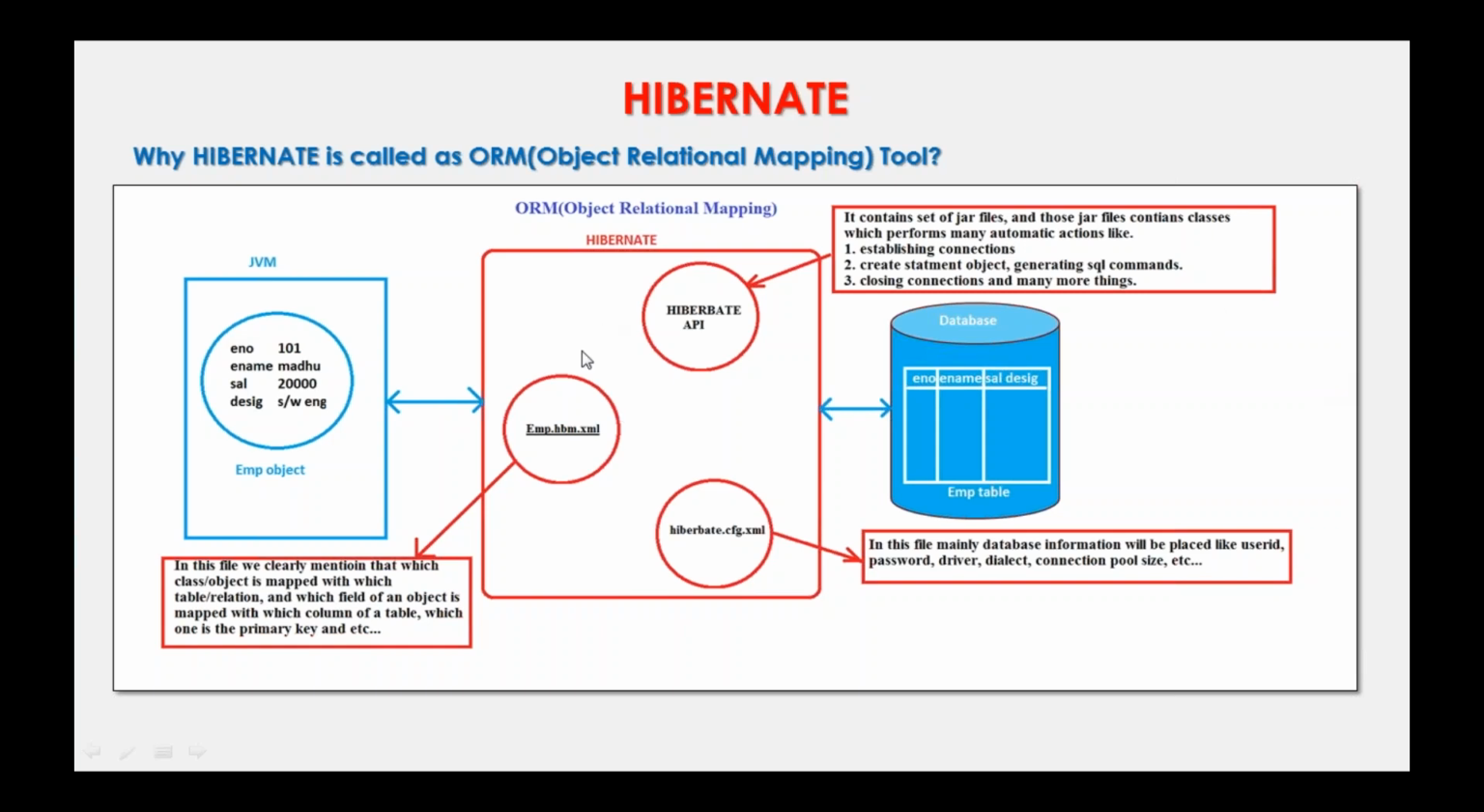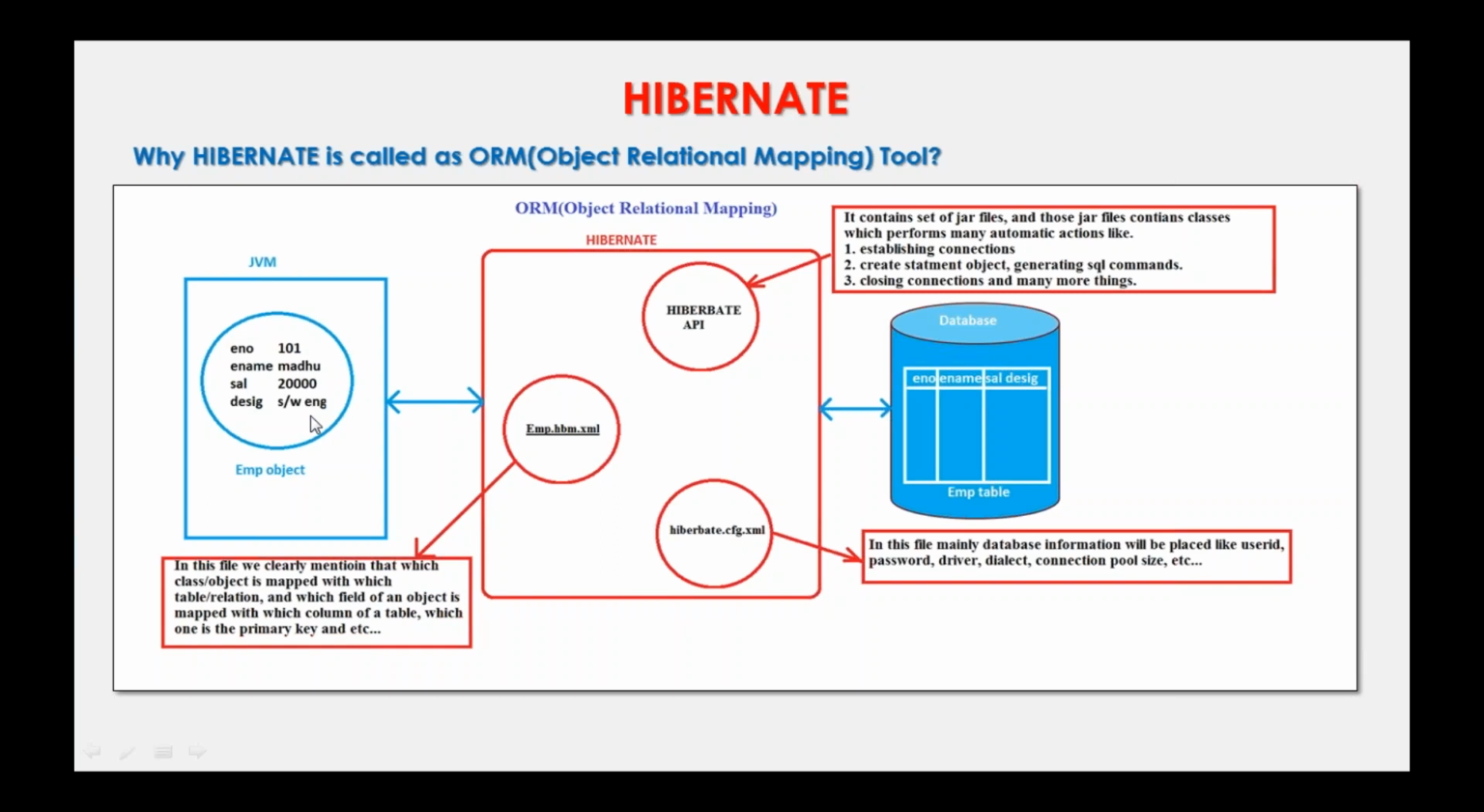See, we are all Java developers. You may know about the JVM. In the JVM, we have a heap memory. In that heap memory, we have an object called EMP. This EMP object contains details like 101, Madhu, 20,000 and the designation software engineer.